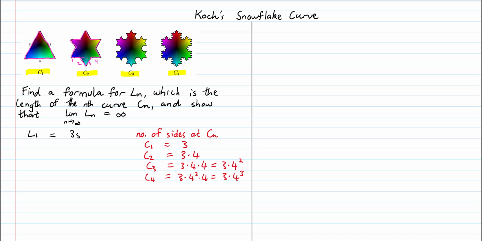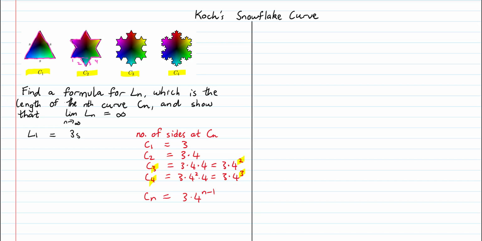So we can see then that this index here is going to be 1 less than the curve number, because each time we're multiplying the number of sides by 4, and we start multiplying by 4 from curve number 2. That's the first time we do it. So in general then, the number of sides at curve Cn is going to equal 3 times 4 to the power of n minus 1.